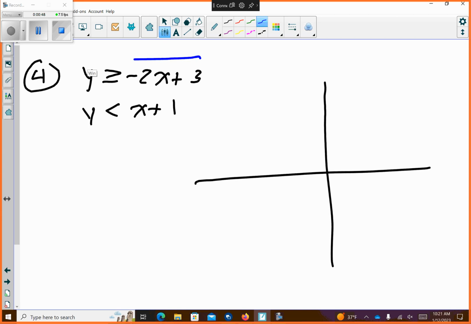So I'm going to take a look at this one. We'll do this one in blue. Sound good? What can you tell me about the blue? What would the y-intercept be? Yeah, 0, 3. So the y-intercept is my first point. That's where I start. So up 3.